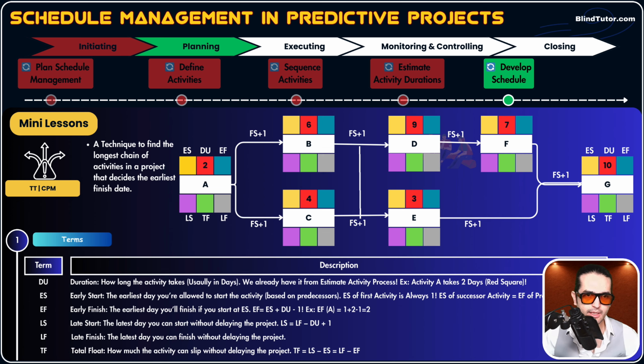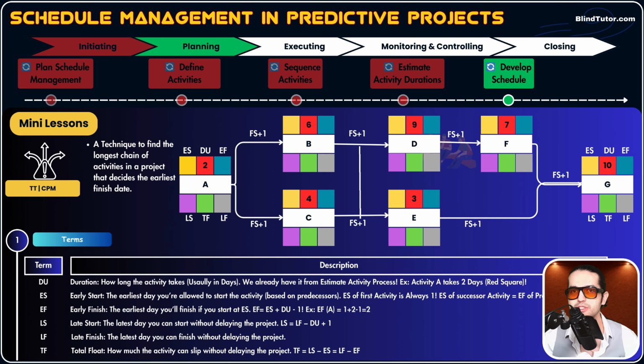So this is very important, guys. ES of the first activity is 1. Okay? Now, what about ES of other activities? How do we calculate ES of other activities? Guys, for example, ES of activity B. Okay? What relationship does activity B have with activity A?